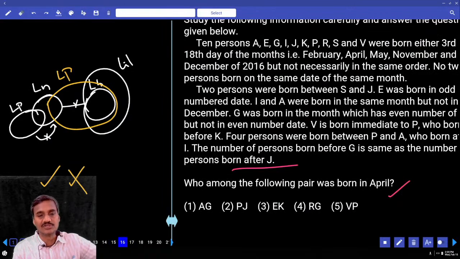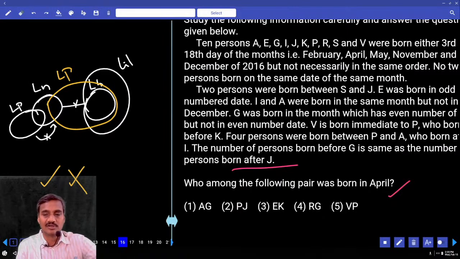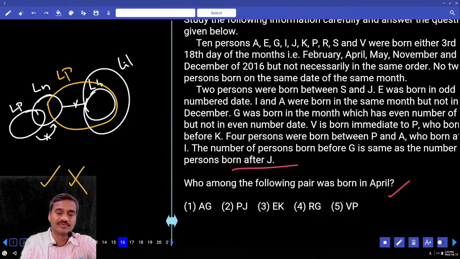Then next one, 16th onwards. Now in question number 16 onwards, how many persons are there? There are some 10 persons born on either 3rd or 18th of different months.